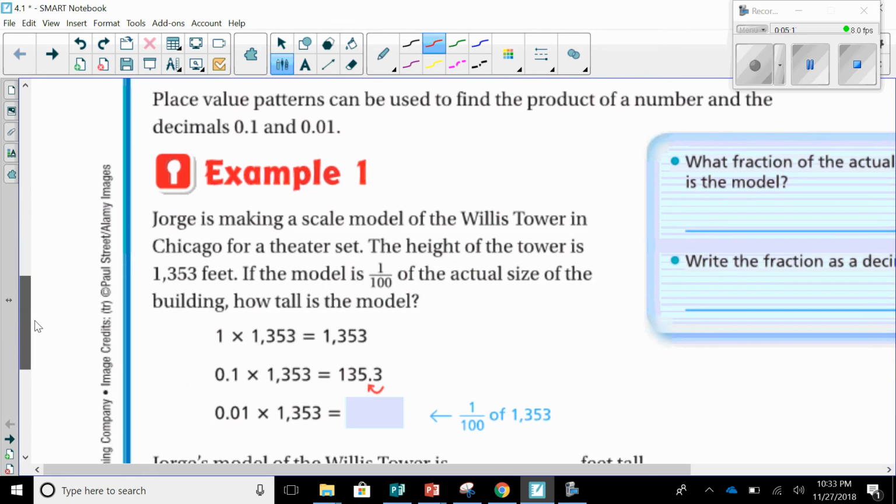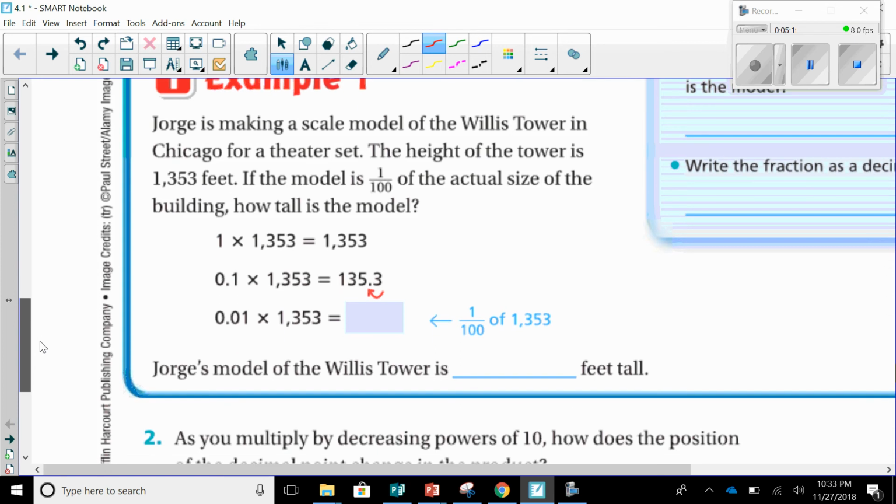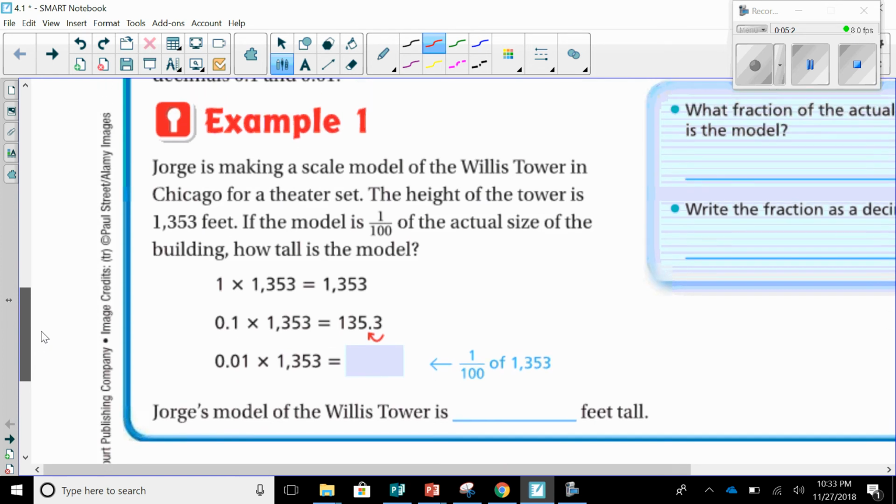Then let's look at another example here. Now we're looking at powers of 10, but we're looking at them in decimal form instead of a whole number. Okay? So these are in decimal form. The interesting thing about decimal form is when I'm looking at decimals, instead of moving to the right, I'm going to move to the left.